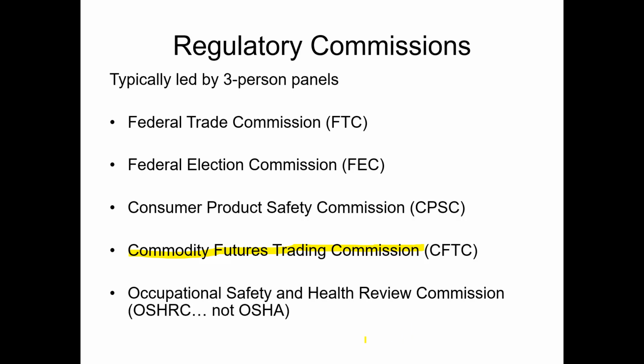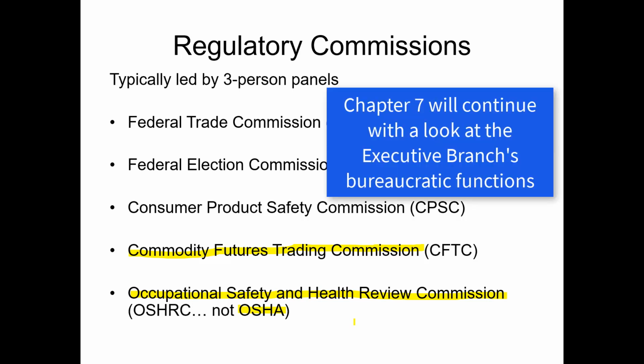And here's another example of why these are separate from the cabinet-level departments: the Occupational Safety and Health Review Commission is ruling on these issues of safety and health rather than making the regulations themselves, such as OSHA in the Department of Labor. So OSHA makes the rules and regulations and does the inspections, and then if there's a problem, OSHRC, the regulatory commission here, does the oversight and rulings on those.